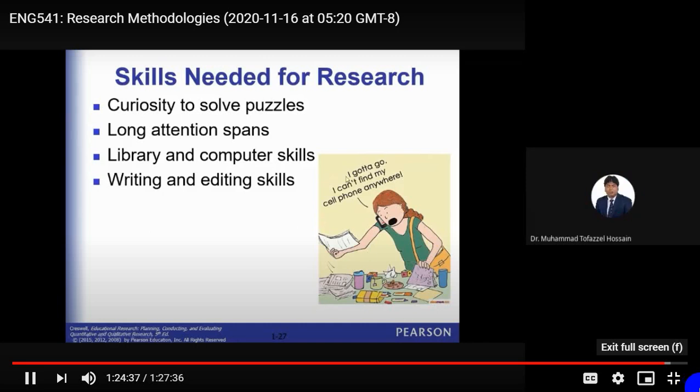A lot of things, you see. Look at the picture. I gotta go. I can't find my cell phone anywhere. So a lot of things, and this is not easy to find out, your cell phone. It means a lot of resources, and from those resources, you want only the particular thing within a short time.